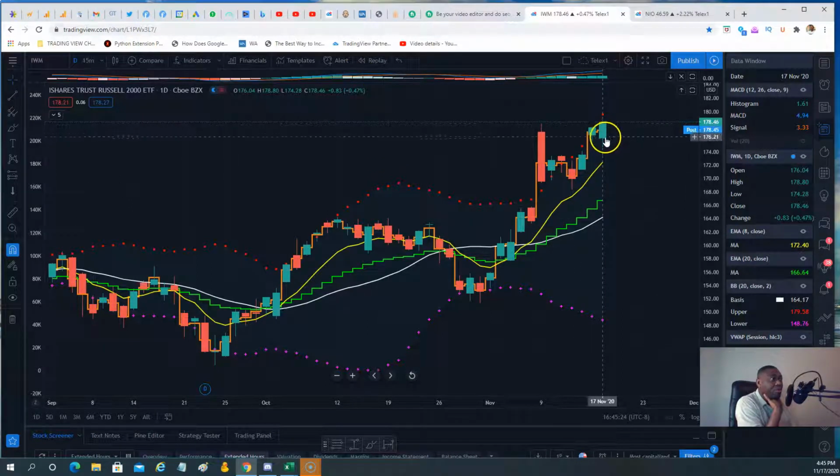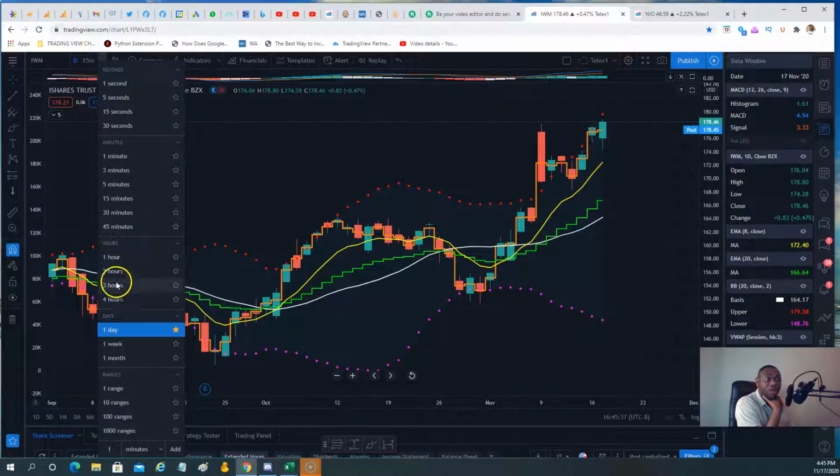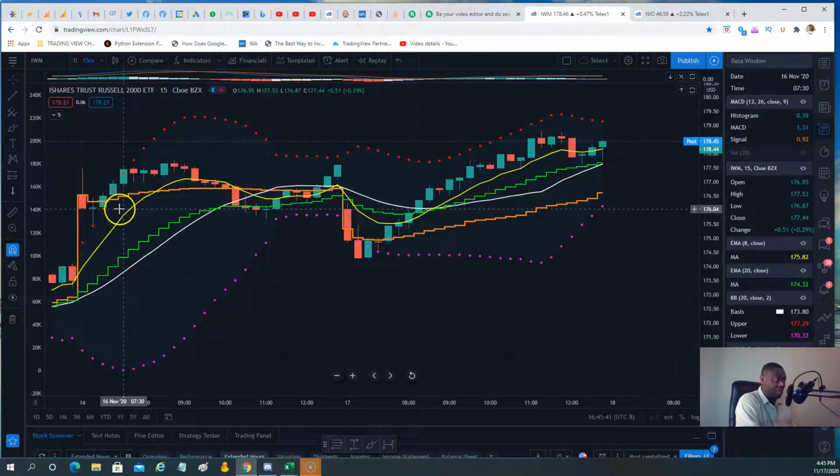But today, we open 176, put in a low of 174.28, and from there rallied actually. So a nice 4 points rally for IWM. Not bad at all. So that's this one we need to maybe be putting more attention on. This is the move, folks.